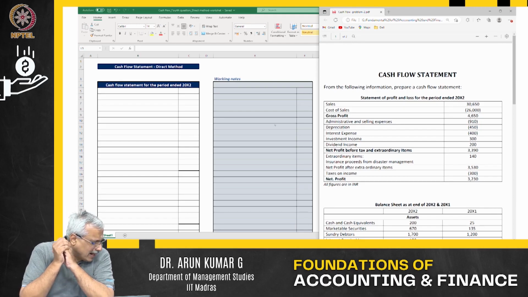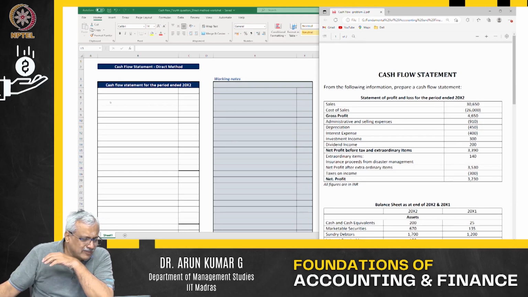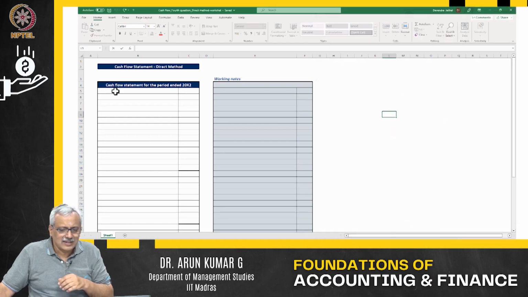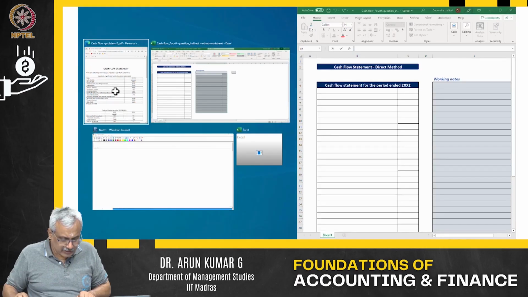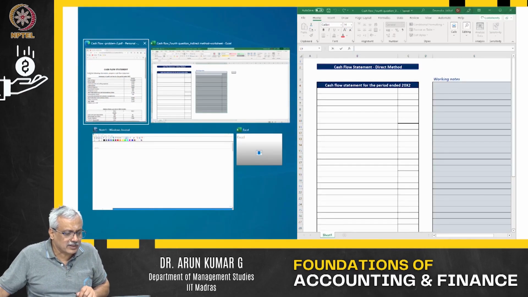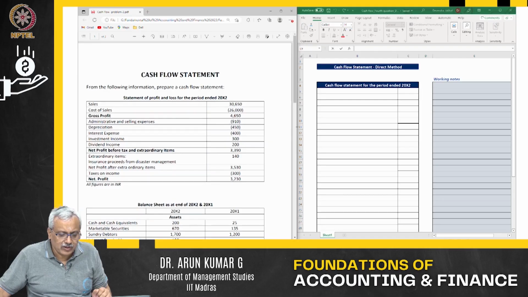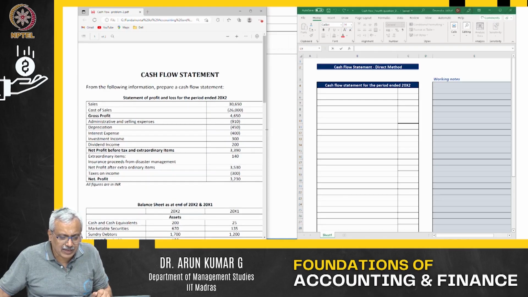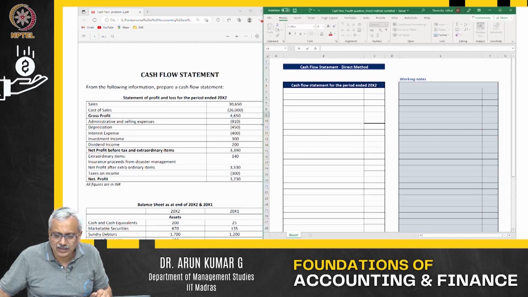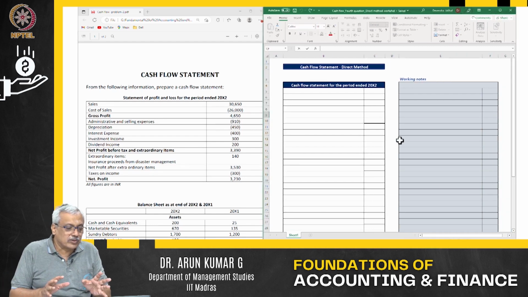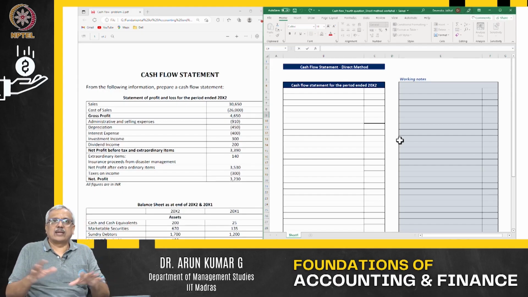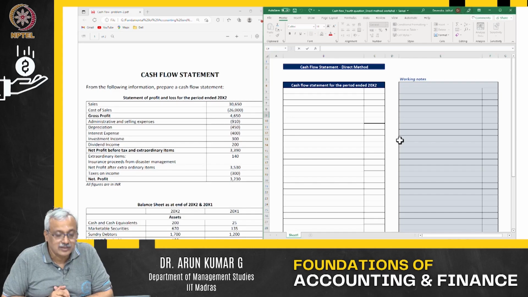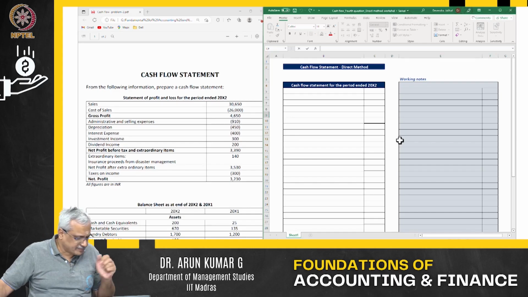Now, let us look at preparing under the direct method. When we prepare under the direct method, we are starting with cash flow from operations. I am going to use the screen in such a way that you will be able to see both the problem on the left as well as my working. I am just dividing the screen. So, what are we looking at?